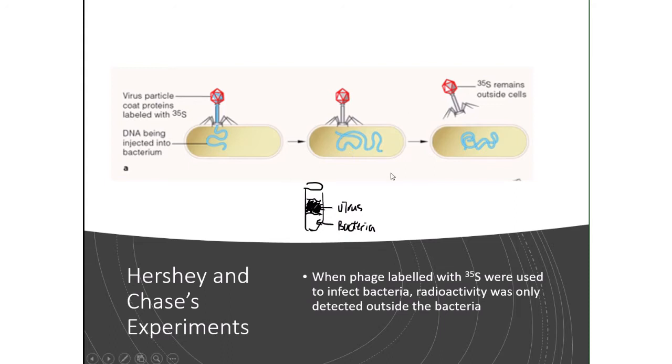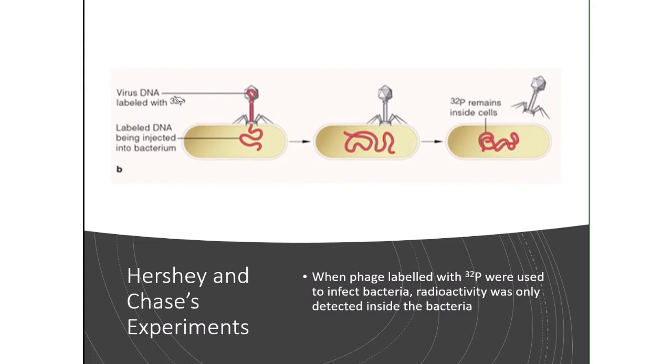But just to be sure, they repeated the experiment with phage labeled with phosphorus 32. So these are radioactive DNA molecules labeled in the virus. Again, they let the virus infect the bacteria, used the blender to separate them, and put that into a tube to separate the virus from the bacteria. The virus is at the top because it's lighter, and this would be the bacteria. They tried to detect the radiation, and this time they only detected the radiation in the bacteria, which means the thing that actually went into the bacteria was the DNA.